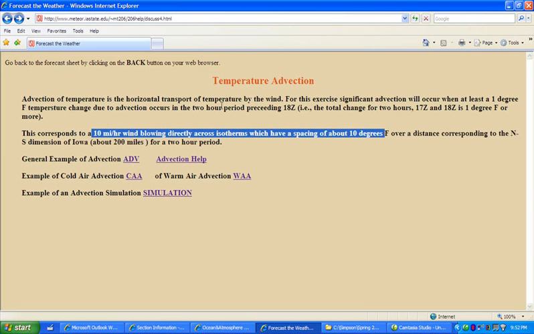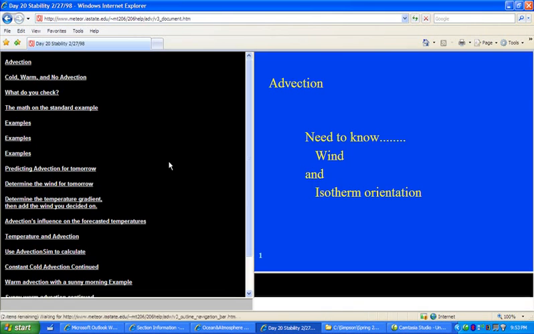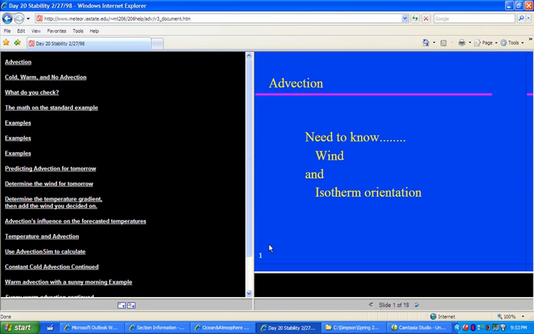Now, when we looked at the surface chart, we noticed, when we were back at the University of Illinois, we looked at the surface chart and we saw winds coming from the south, southwest. And they were blowing pretty much across isotherms, but they were only 5 miles per hour, so it's not considered significant advection. There's also some information here. There is a link here called Advection Help, and I'll just take you through some of this. You should spend some time going through this.